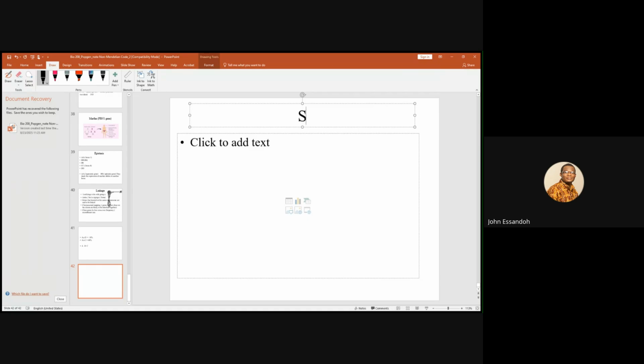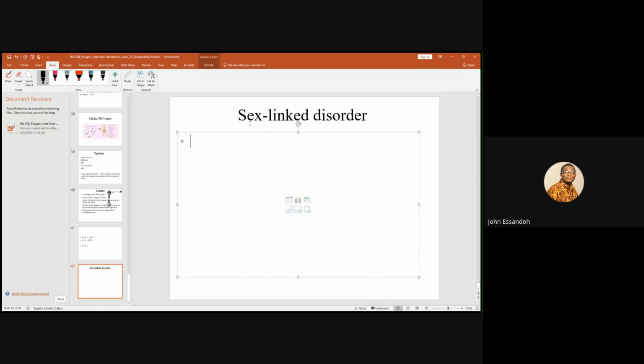Sex-linked disorders. These are genes that are associated with the sex chromosome, and I'll be honest with you, they are associated with the X chromosome, actually. These are genes located on the sex chromosome, and when we talk of sex chromosome, we talk of X and Y.